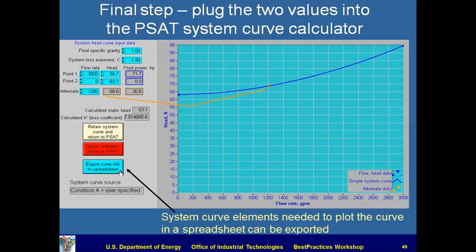And then the loss coefficient K prime is calculated to be 7.81468 times 10 to the minus 6. And so that's what we need to fit that equation. So it's pretty simple. Just get your two operating points, put them into the calculator here, and it spits out basically the equation for you.